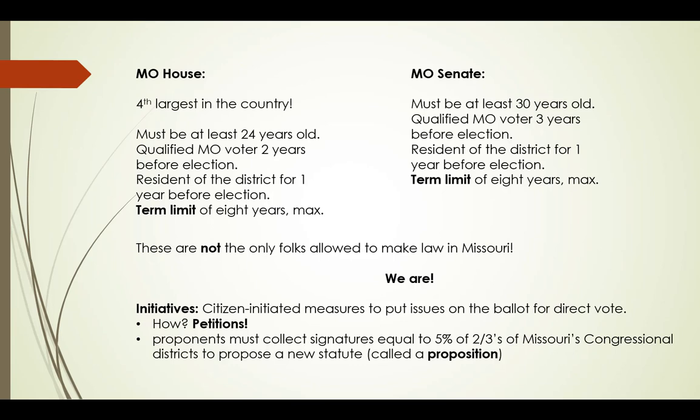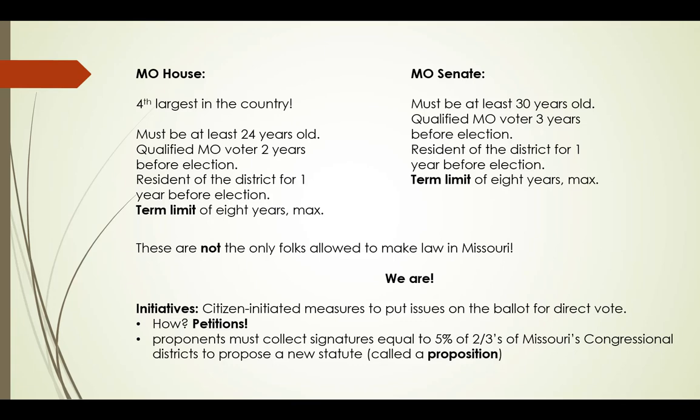It's called a proposition. Matter of fact, if you've ever voted, you might have voted on like a Proposition A or a Proposition B or a Proposition S. If you've ever voted on those things before, that's a proposed statute that the people themselves put together thanks to a petition. So if your petition is successful, it'll be added to the ballot, and then the people themselves will vote on it.